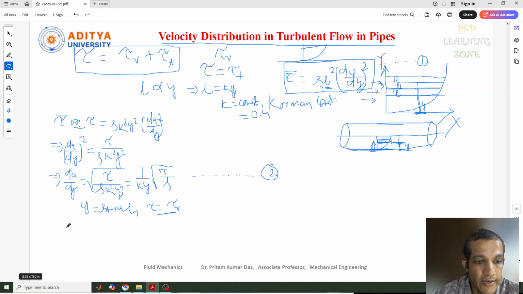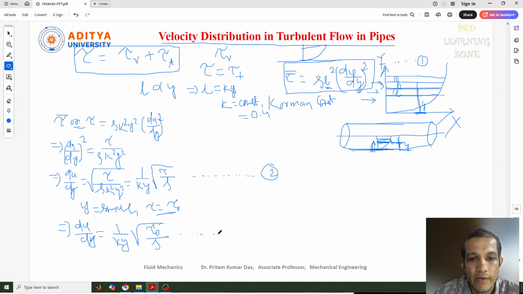So we can write again the same thing, just to write du/dy divided by 1/K, y root over tau naught divided by rho. And this one we can call equation 3. Okay, now this equation is an important one.